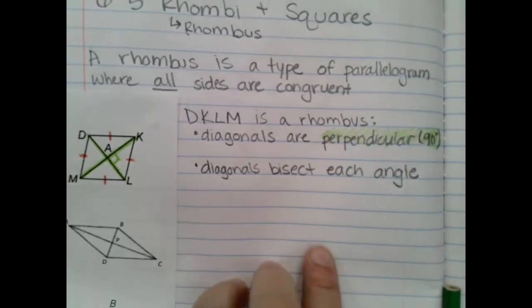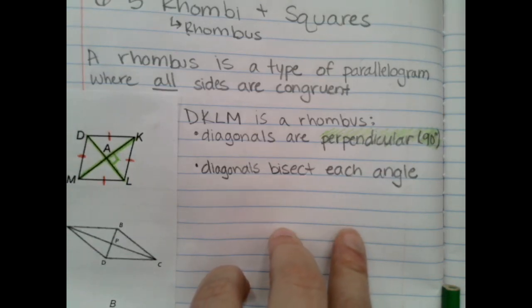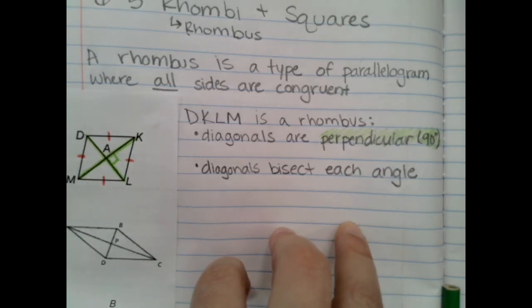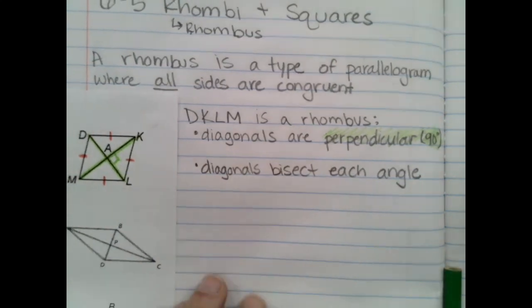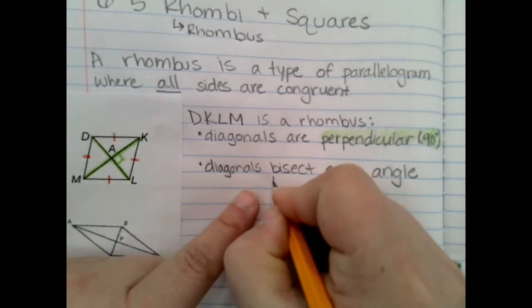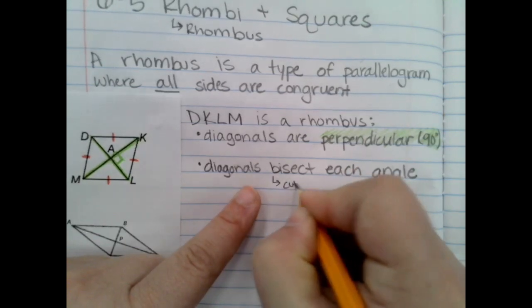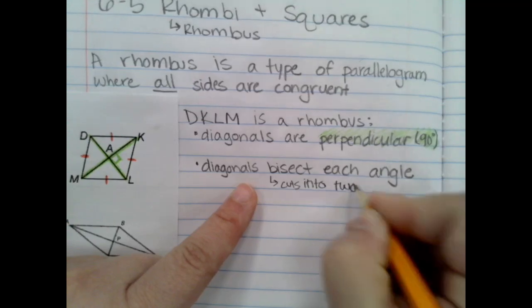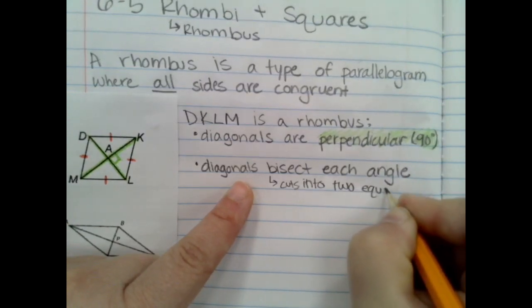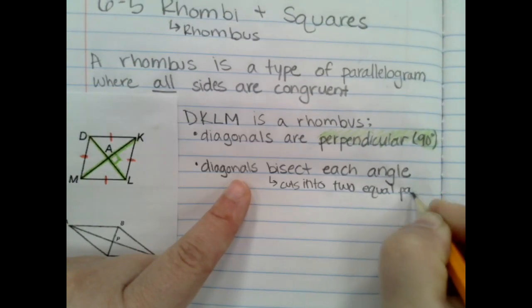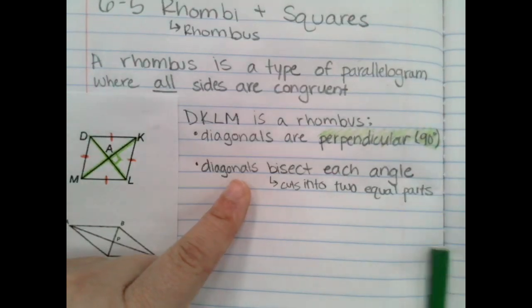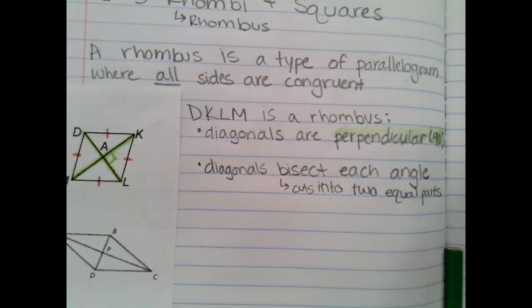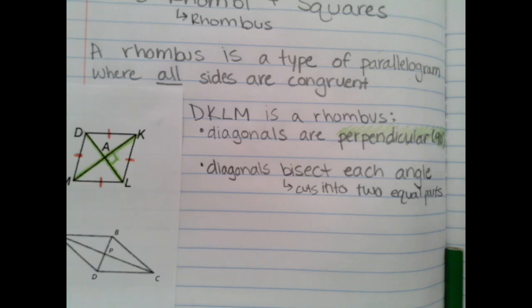What does that word bisect mean again? Yeah, cuts it in the middle, or cuts into two equal parts. You need to write that down. It's your choice. If you feel like you know what bisect means, you got that. You don't have to.